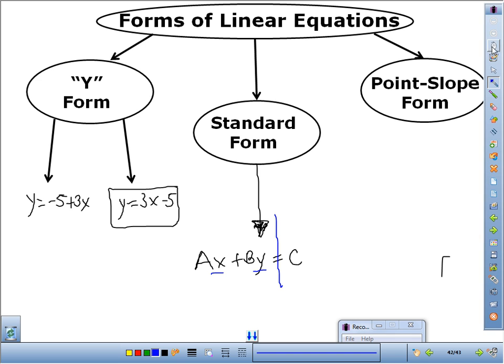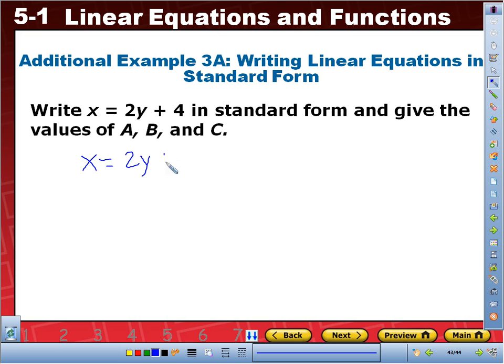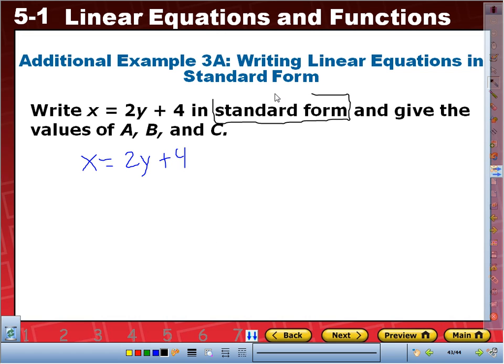Copy this down. Example number 1. Don't pay attention to point slope. If you already wrote it down, that's fine. We'll get to that later. I'm just showing you some of the forms that you're going to look at. Copy this down. Example 3A. I want you to write X equals 2Y plus 4. Write this equation down. And then they're asking us to write this in standard form, and give the values of A, B, and C.